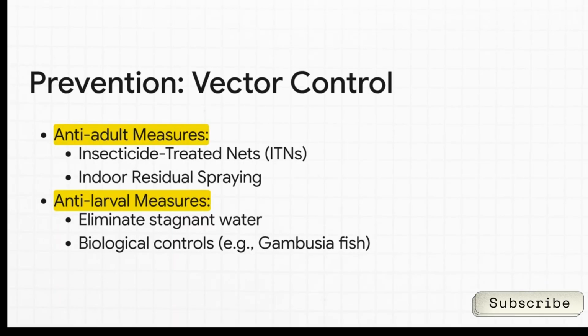When it comes to prevention, it's all about one thing: controlling the mosquito, the vector. We do that by targeting the adult mosquitoes with things like insecticide-treated bed nets and spraying indoors. And we also go after the larvae, right? That means getting rid of stagnant water where they breed, or even using biological warfare like putting special fish in the water that eat the larvae.